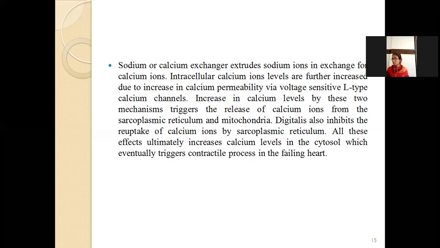So the mechanism of action is that the presence of the calcium, sodium and potassium channels will cause harm to our heart. Due to the presence of the calcium, it will contract the heart muscles. So in order to avoid the contraction, we are using this drug, and also it will inhibit the functioning of the sodium-potassium channels. So this is the mechanism of action.